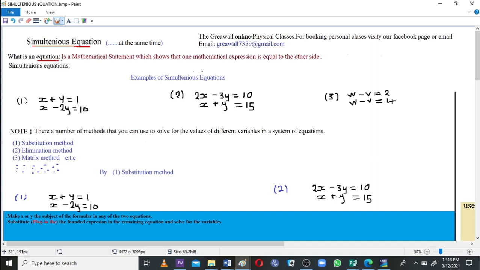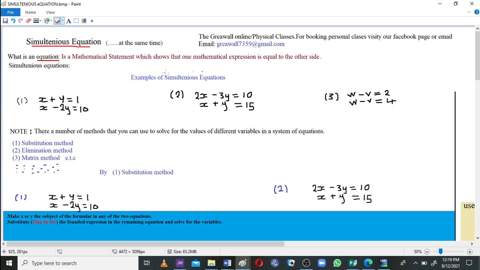Okay, so what is an equation? That is a very important question that you need to ask yourself. Okay, because that is when you are going to gain an understanding of what you will be doing regarding this topic. Okay, so an equation is nothing but a mathematical statement which shows that one side of a mathematical expression is equal to the other.